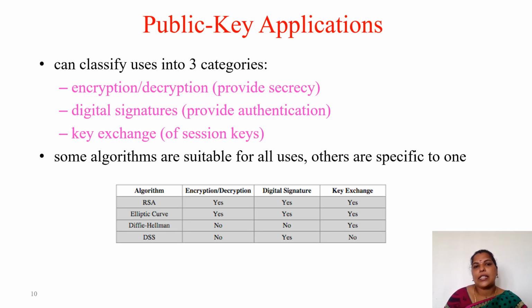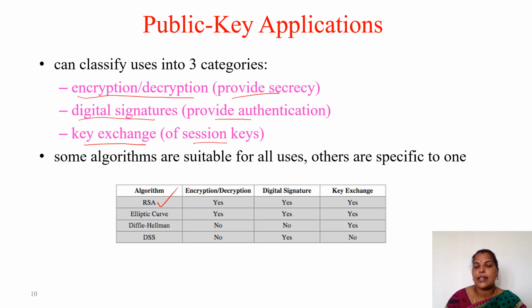Here we can classify public key applications into three categories. One is to perform encryption and decryption, that is, to provide secrecy. Another is to do digital signatures, that is, to provide authentication. Another is key exchange, that is, session keys are generated and used. But not all algorithms provide all three applications. We can't use every algorithm for everything. Some algorithms support all three cases, but some algorithms support a specific case only. So some algorithms are suitable for all uses, others are specific to one.